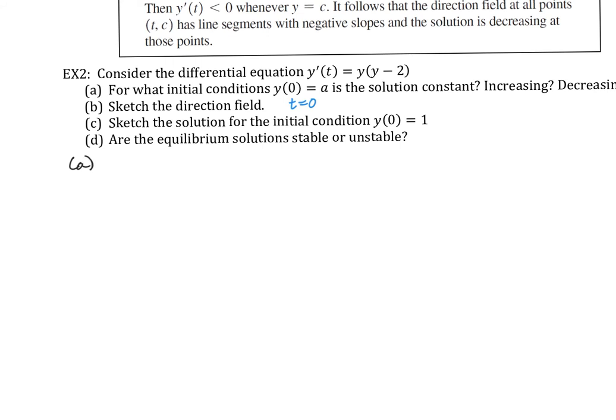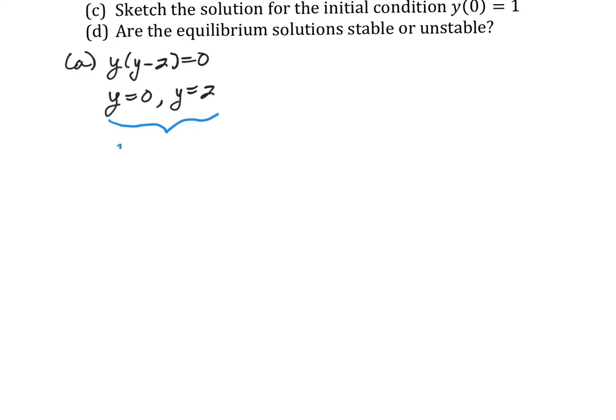I have my differential equation y prime of t equal to y times (y minus 2), and I want to figure out where the solutions are constant. So the constant solutions happen when the derivative is equal to 0. And that just means I'm going to take y times (y minus 2), set it equal to 0, and solve to get y equal to 0 and y equal to 2. Those are our constant solutions.